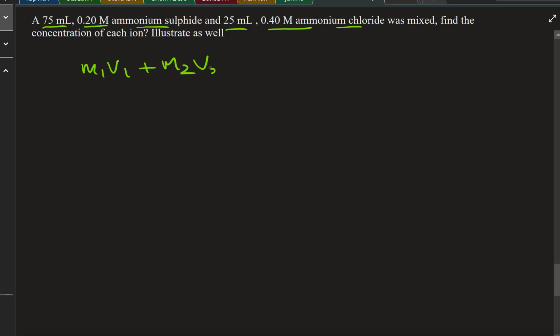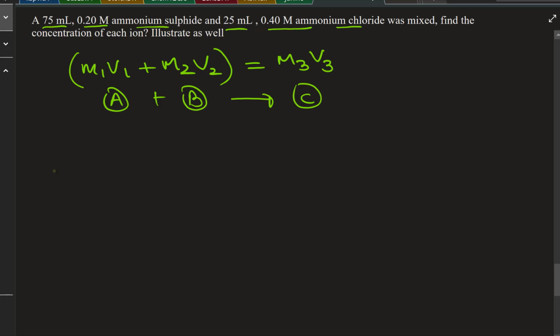So you're given, in this case actually, what we should be thinking, M1V1 plus M2V2 goes into M3V3. Basically, we have solution A and solution B turning into a solution C, right? A plus B will give you solution C. So it's a little bit complex one. Think about three beakers in this case.